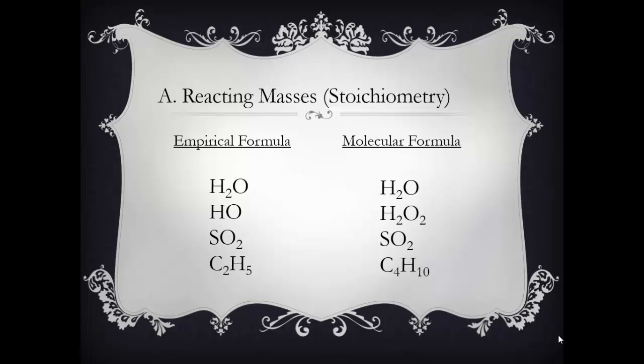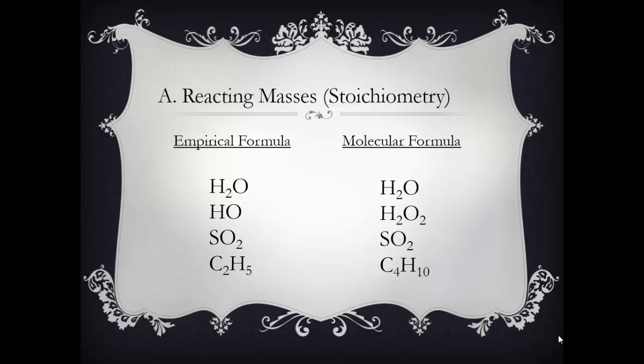Molecular, water is a molecular formula. It is an actual compound, H2O. Hydrogen peroxide, H2O2, is an actual compound, and it can be reduced since they're both 2s. It can be reduced to HO. SO2 is a molecular compound. It's a hazardous gas that causes acid rain, but it cannot be reduced, but it is a molecule.